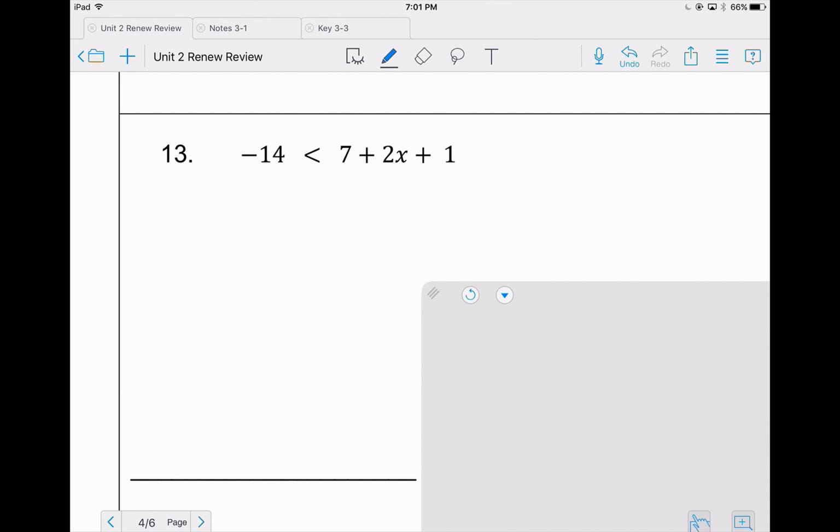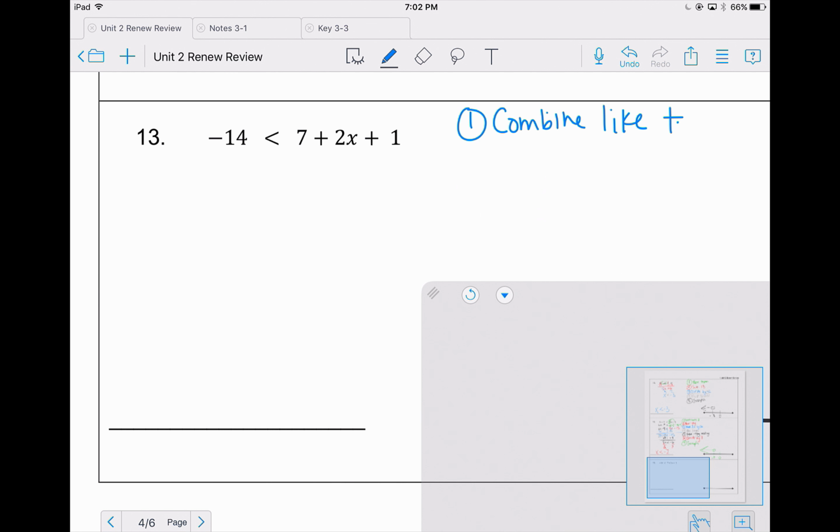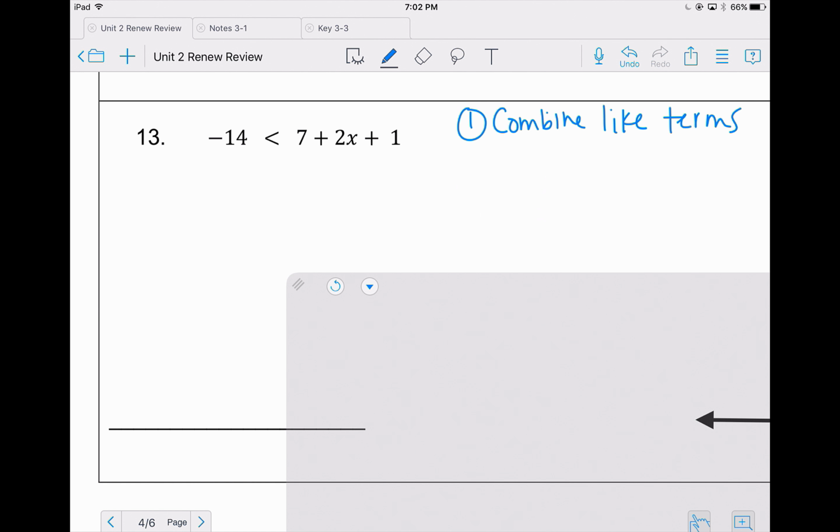On problem 13, I have -14 is less than 7 plus 2x plus 1. So I can see here that I have 3 terms. So my first step is going to be combine like terms. Remember here that even though they're numbers, this is like I walked in and wanted 7 fries and 2 hamburgers and another order of fries. So I need to simplify this all out.